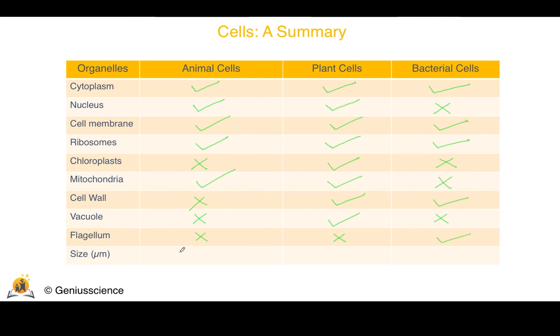Now for the size. Animal cells, 10 to around 30 micrometers. Plant cells, slightly larger range. Well, a lot larger actually, 10 to 100 micrometers. And bacterial cells, 0.5 to 5 micrometers.